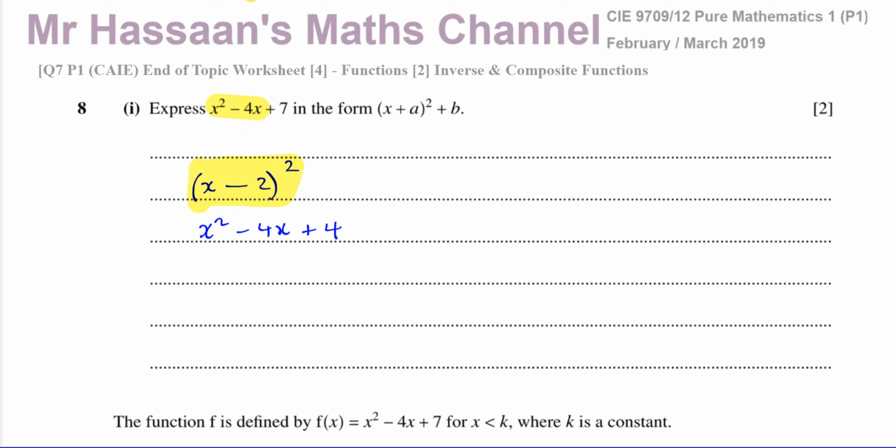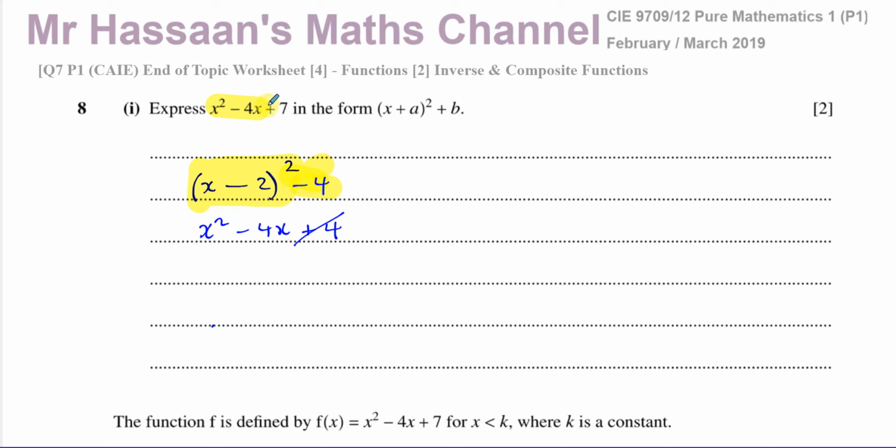We don't want the plus 4, so what I'm going to do is take away 4 from this. Now, what's that going to do? It's going to get rid of this plus 4. When I take 4 away from this, it will become x squared minus 4x, which is exactly what we have there. This and that are the same. What I've highlighted here in the question and what I've highlighted here are the same thing.